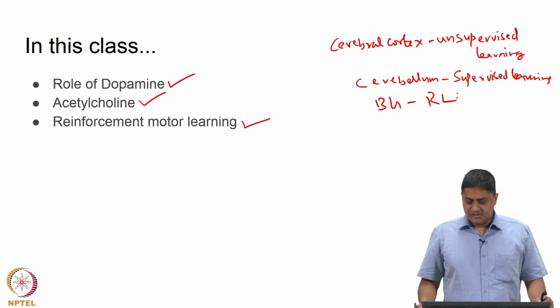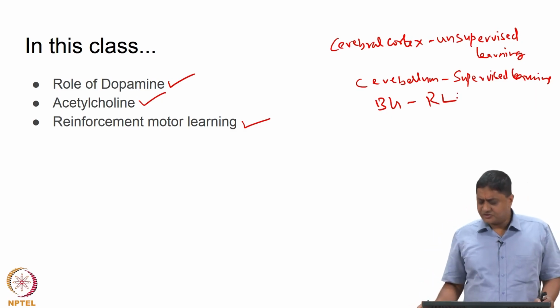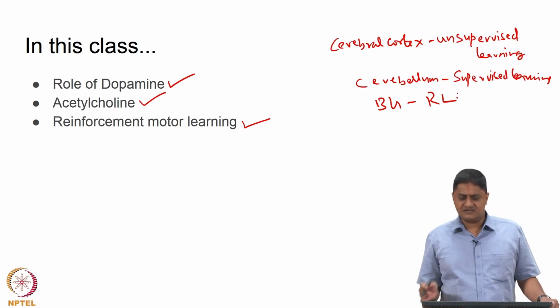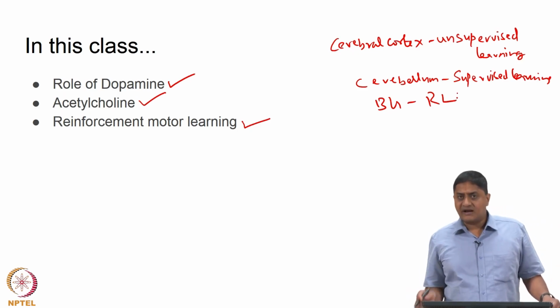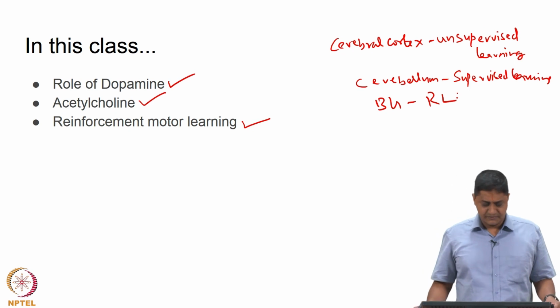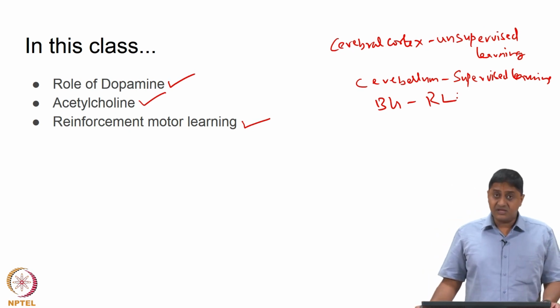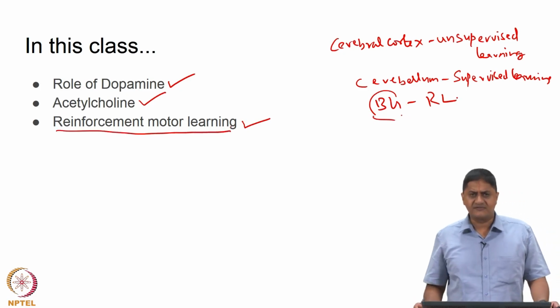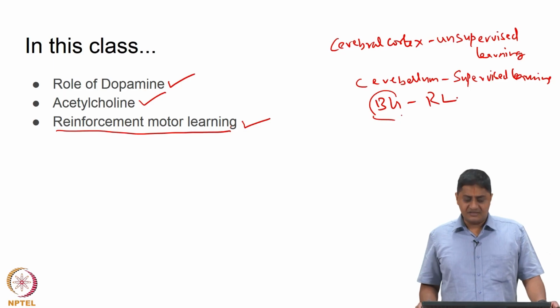This is a theory, these are interesting hypotheses developed regarding different forms of learning being specialized in different regions of the brain. So, there is substantial evidence to support this notion, but this is not completely true either. Much of this is speculative, but still a lot of evidence to support this notion. So, that means basal ganglia is responsible for reinforcement motor learning. What does that do? That is what we will see in today's class.